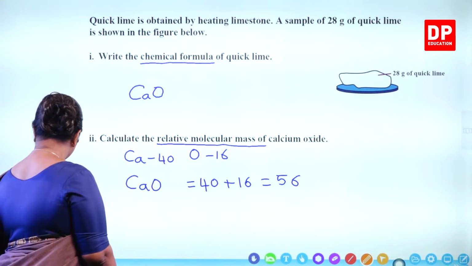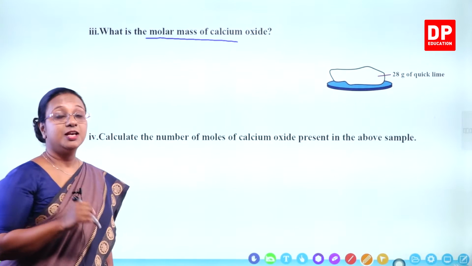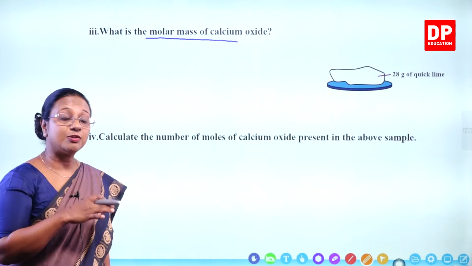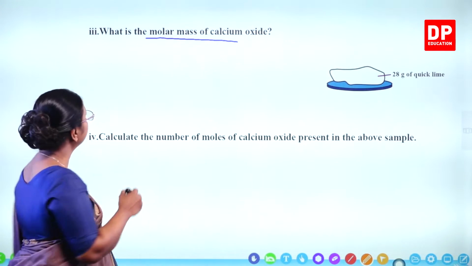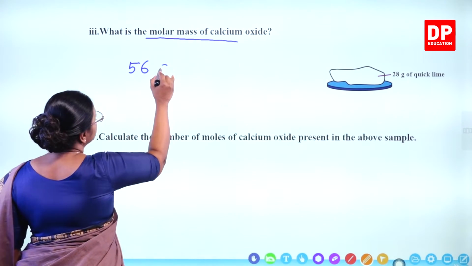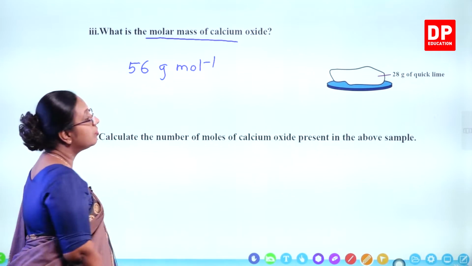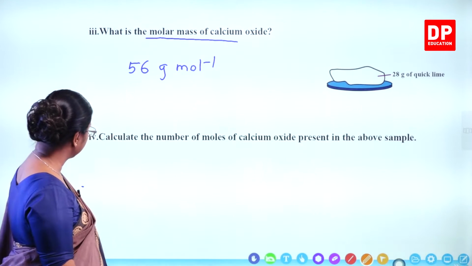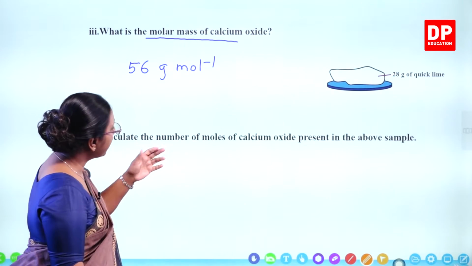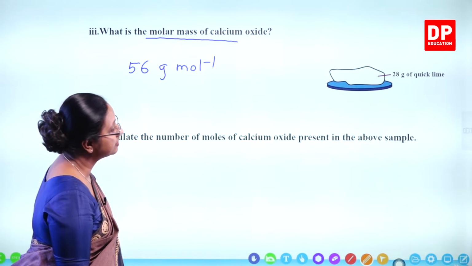So then the next question, what is the molar mass of calcium oxide? What do you do there? You have calculated the relative molecular mass. You can remember it is 56. So to this we add the unit grams per mole, the molar mass of calcium oxide. Then calculate the number of moles of calcium oxide present in the above sample.